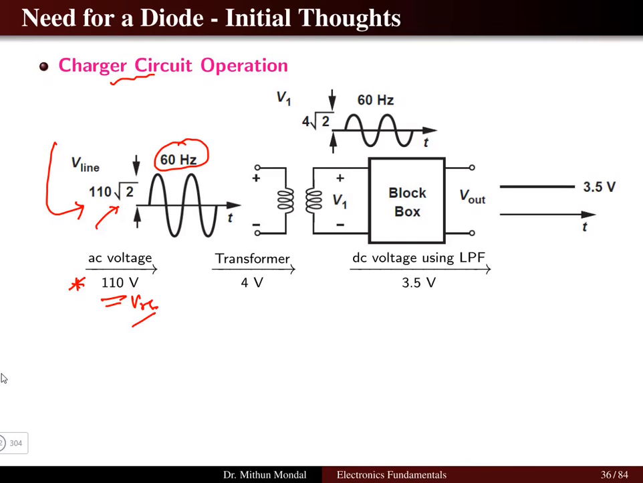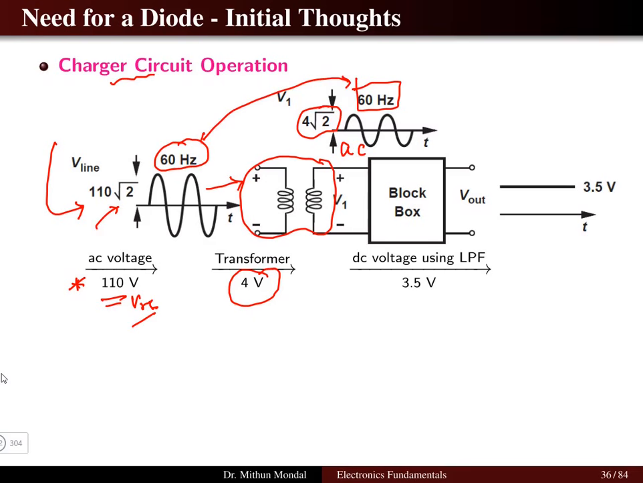Then this input voltage goes to a step down transformer, and the step down transformer is bringing the level of the voltage to 4 volt. So the maximum voltage now is again AC with the maximum amplitude as 4 root 2 with a frequency of 60 Hz, because the frequency remains constant in a transformer, whether it is the input supply or the secondary of the transformer. The voltage is brought down from 110 root 2 maximum to 4 root 2 maximum.